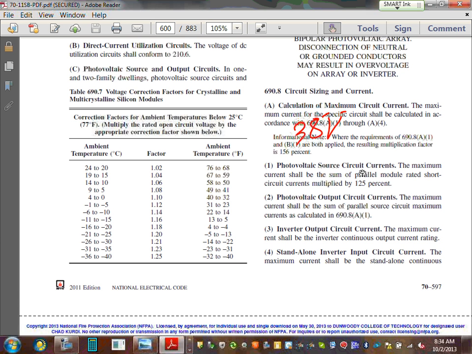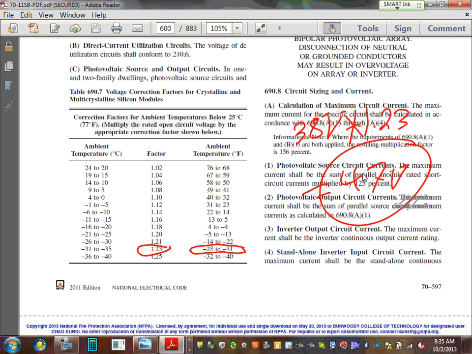Based on the lowest temperature that you encounter, and we're in Minnesota, I would say the lowest could be minus 23 to minus 31, right? We could encounter that, Fahrenheit. Then your multiplier is this number. Then you have to multiply this value by 1.23. Anybody have a quick calculator here? So 1.23 times 38 will get you 47 volts. This is the voltage rating of this panel.